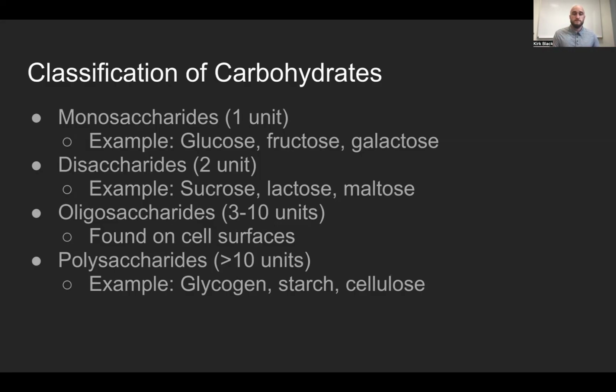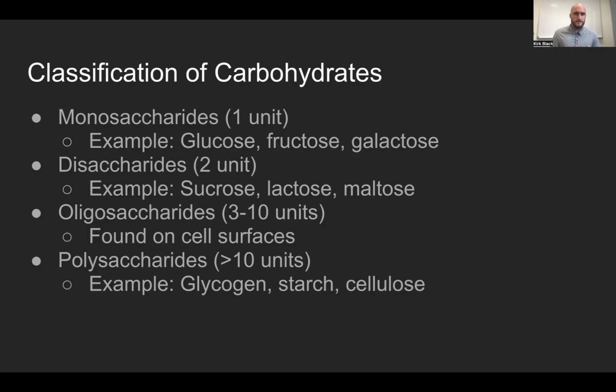Some examples of this that we see regularly are sucrose, which is table sugar, lactose, which is in a lot of dairy products such as cheese, milk, chocolate, and maltose, which is in things like malt liquor and beer and things of that nature. So these are the monosaccharides and disaccharides, examples of things that we see on a regular basis.